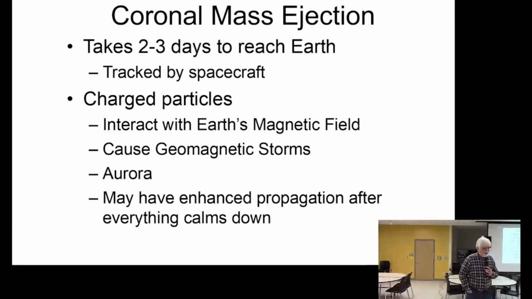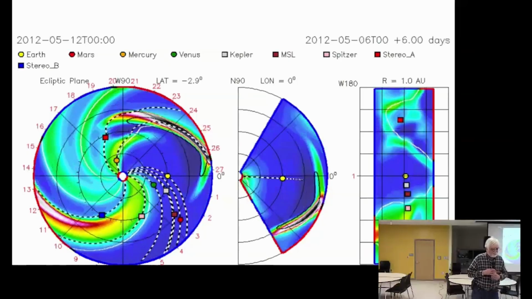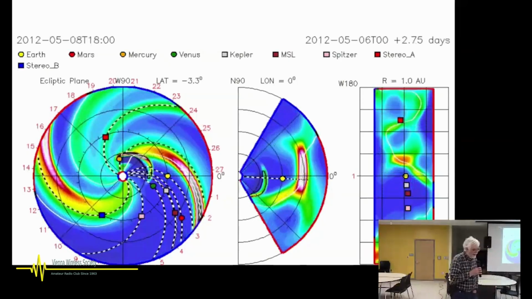They pick up these particles going by and they give us a warning. And the particles interact with the magnetic field. They don't go straight through because they are particles and they're charged. They cause geomagnetic storms, aurora. But the important thing here is, and I've had people say, but we had one of those coronal mass ejections and propagation got really good. Well, after things calm down, you still have all this extra energy and extra electrons floating around, so you can actually have enhanced propagation.